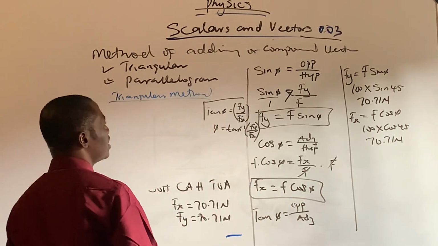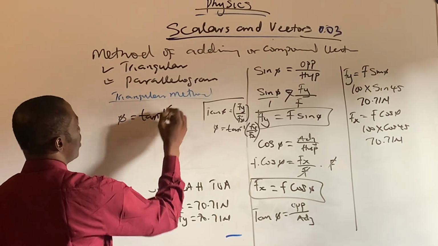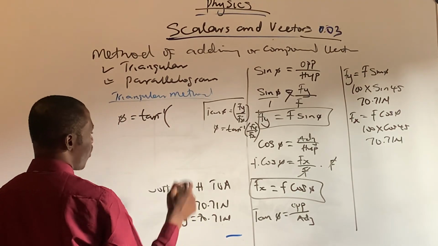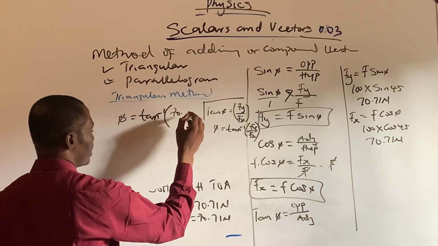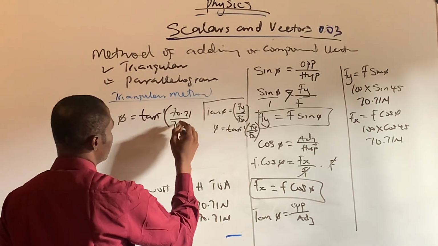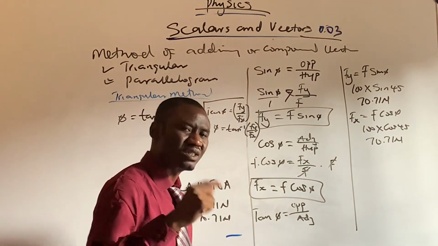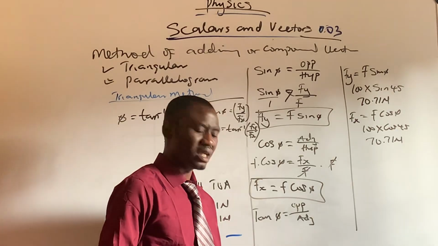Now, to find theta, which is equal to the tan inverse of f of y over f of x: 70.71 divided by the x component, which is 70.71. Let's do that in a calculator. You will eventually get 45 as the angle of inclination.